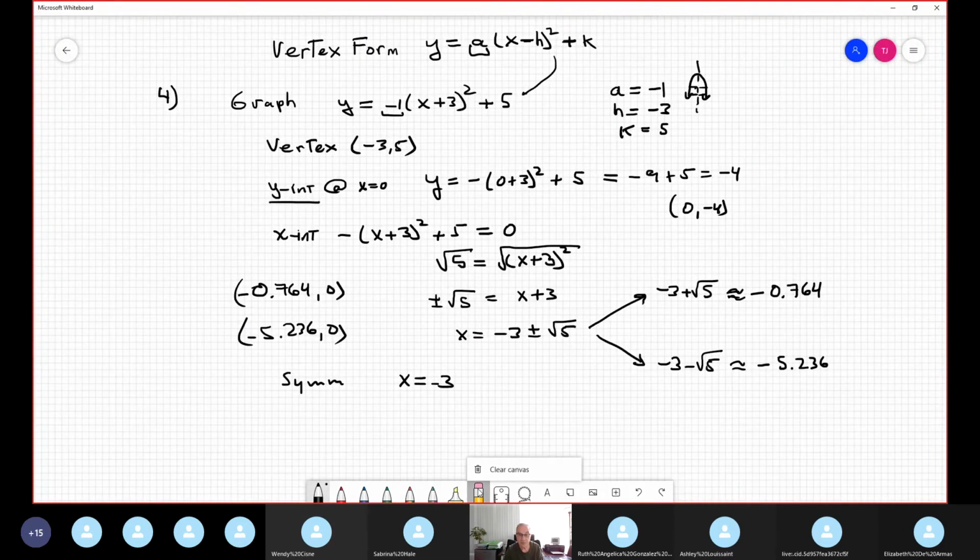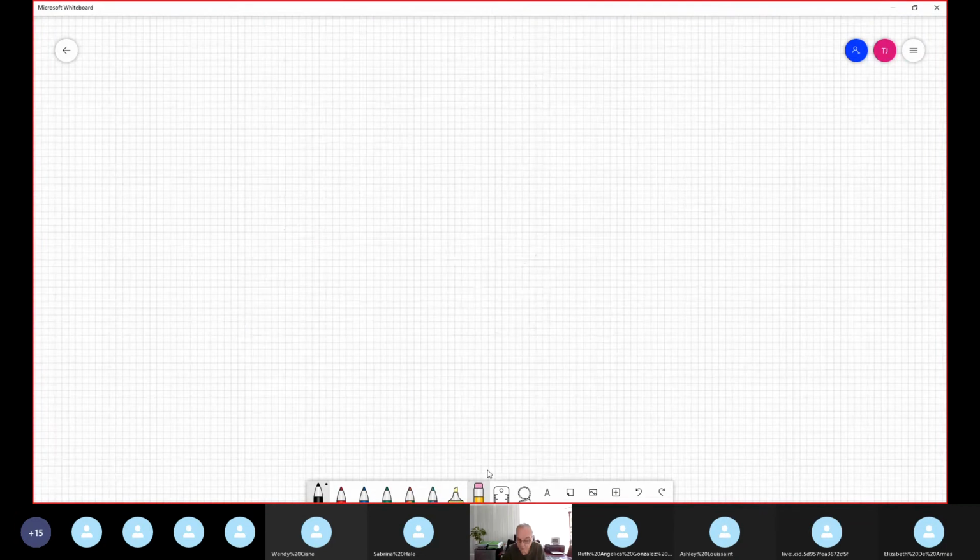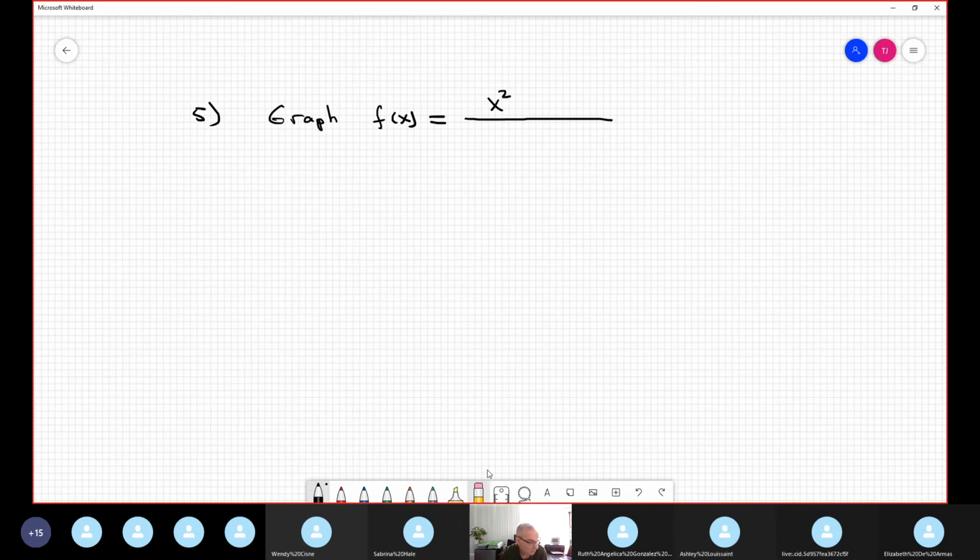Erase whiteboard. Okay. Let's move on to question 5. Question 5 is similar to question 2, but a little bit more complicated. Okay, the function f of x graph is equal to x squared plus 4x plus 3 divided by 9 minus x squared.